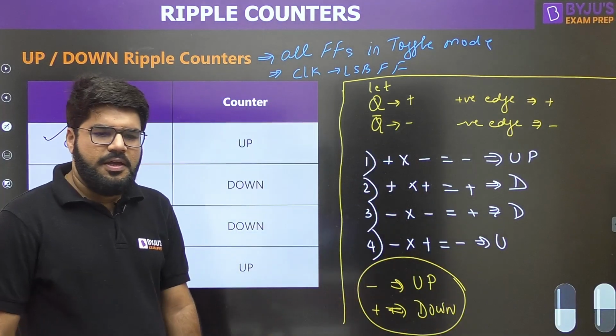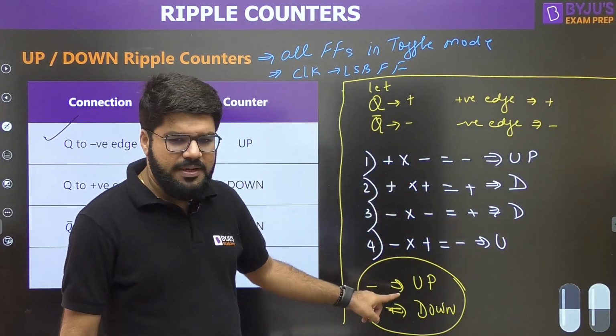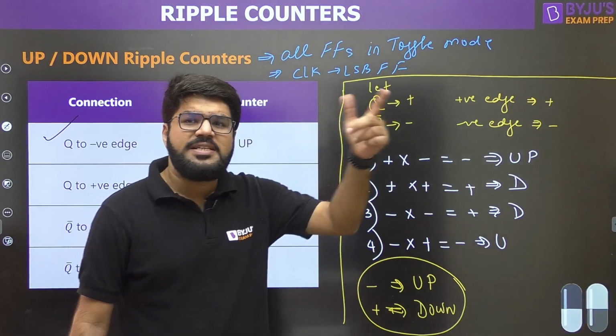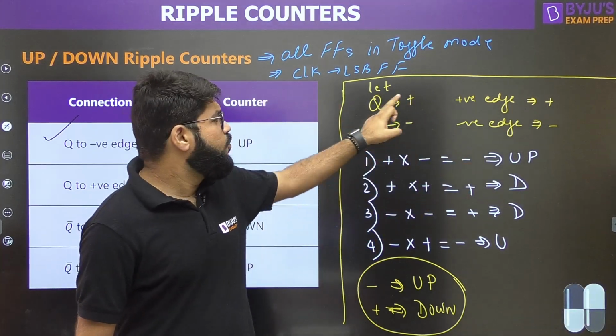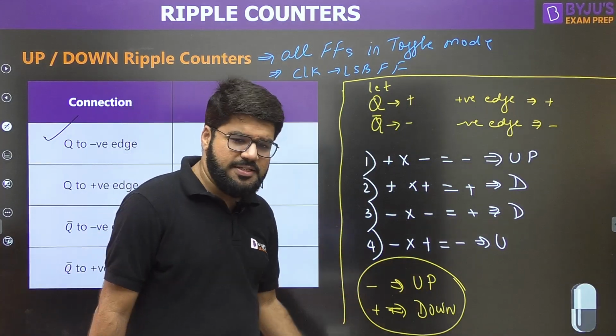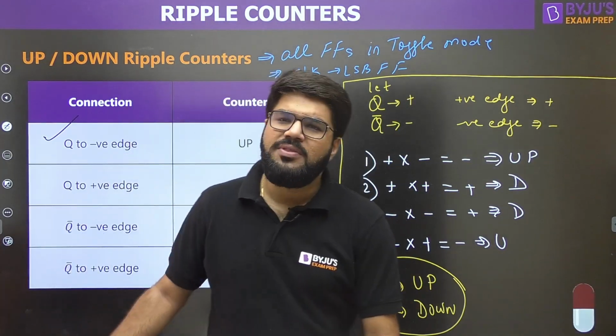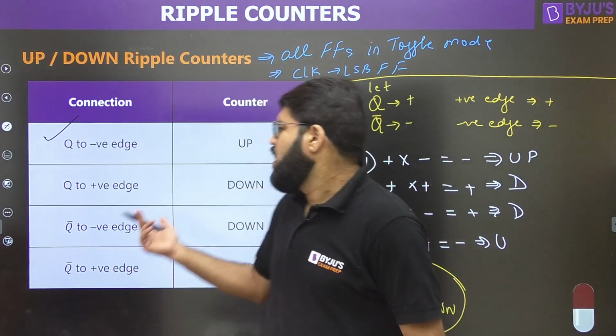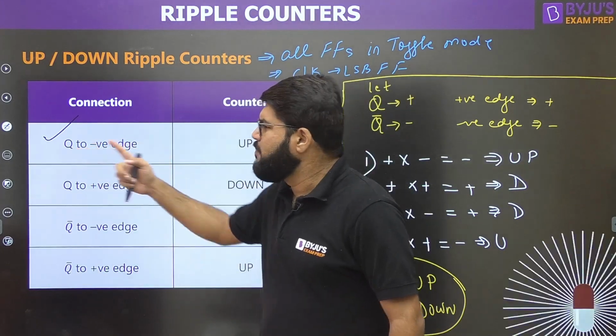Whenever the final result after multiplying, what are you multiplying? The Q connection and the edge, right? Q for plus, Q bar for minus. If the final result is minus, it is up. If the final result is plus, it is down. That is also one more way of remembering. Or one more way of remembering is to just keep one thing in mind.